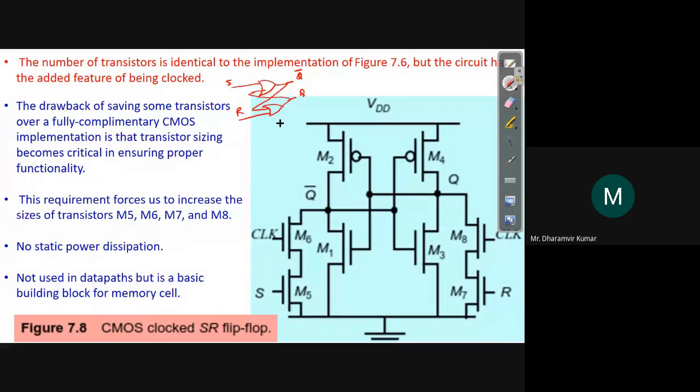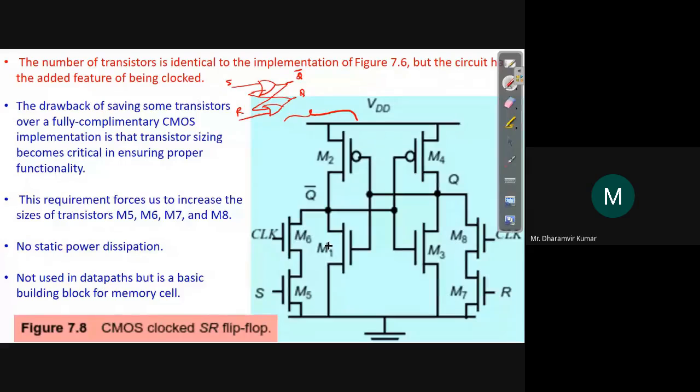Now look at the first part, this section from here to here. We have one PMOS here. M2 is one PMOS, M1 is one NMOS, M6 and M5 are also NMOS. So the pull-up network is just one PMOS, and in the pull-down network we have 3 NMOS. So it's a ratioed circuit example.